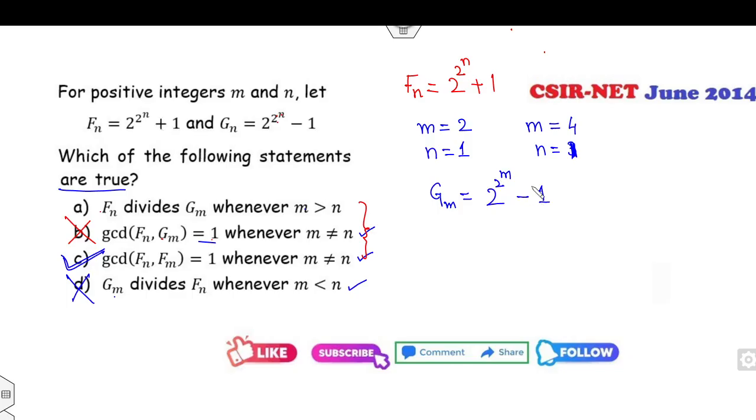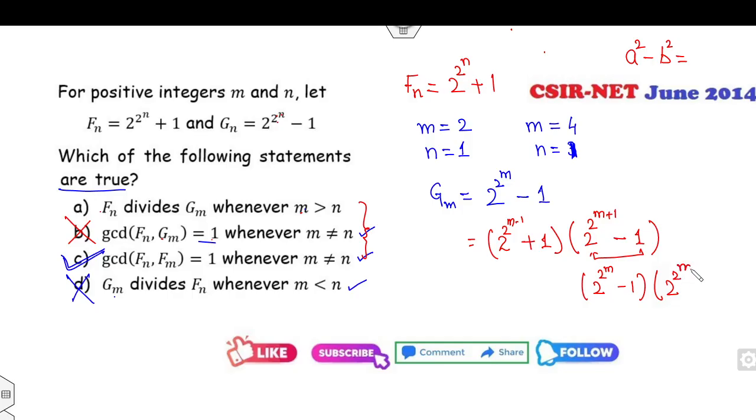Because m is greater than n, I can write this number. Since I need a plus sign, how can you make a minus b to be the plus sign? I can write this as a square minus b square. So that means this number I can write as a plus b, a minus b. So what will be my a? I can divide it by 2. So that means it will be 2 raised to power m minus 1, 2 raised to power m plus 1. Right? Now since m is greater than 1, again I can break this component into two parts. It will be 2 raised to power m minus 1, 2 raised to power m plus 1. Fine. Now clearly, what is this number? This number is my Fm. Or Fn. So that means this is divisible. So yes, this option is also correct. A and C are the correct options.